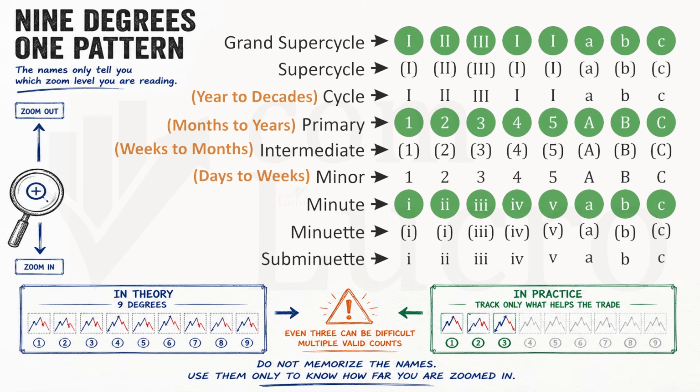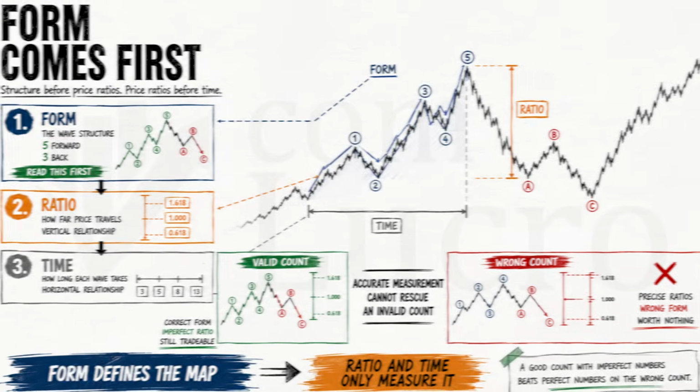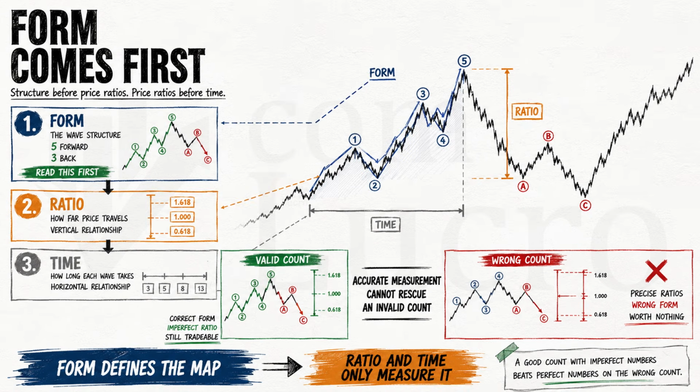Even 3 is difficult, because a single degree can support more than one valid count. Every Elliott wave is described by 3 elements: form, ratio, and time. Form is the 5-3 pattern we've just covered, and it comes first, always. Ratio is the vertical relationship between waves, how far price travels, measured with Fibonacci. Time is the horizontal relationship, how long each wave takes, and it follows Fibonacci proportions as well. Keep that hierarchy straight, because it saves you a lot of wasted effort.